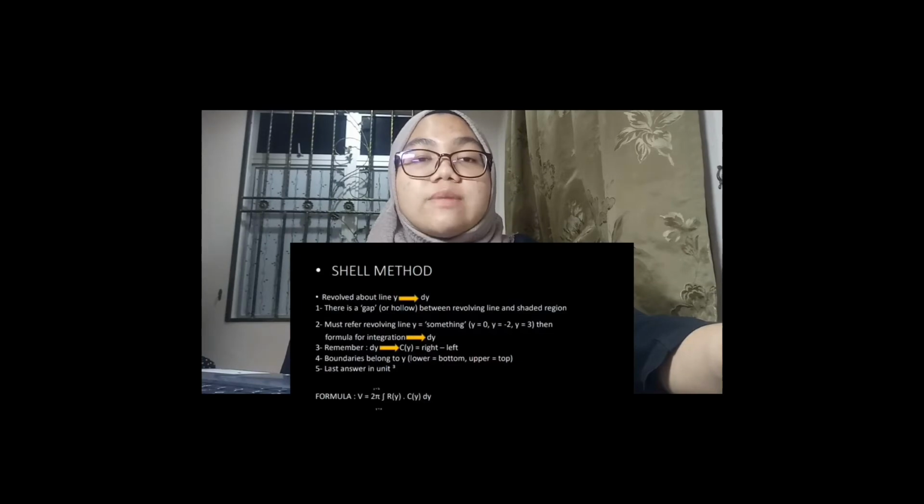It is the same for the shell method for dy, where we must refer to the revolving line of y. In this shell method for dy, we also must know that c(y) is right minus left, and we can get the value from the question. We also must know that the boundaries belong to y, and the upper boundary is for the top and the lower boundary is for the bottom. Here is the formula of the shell method for dy.